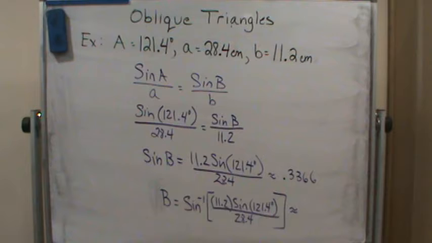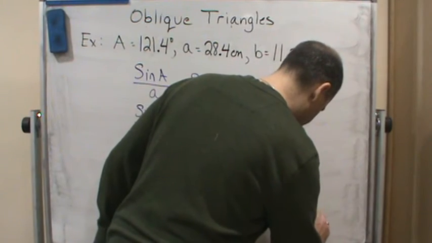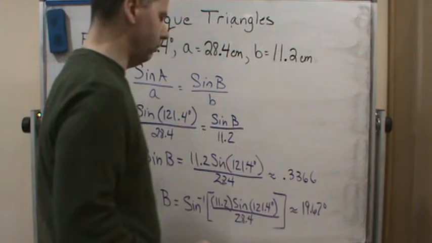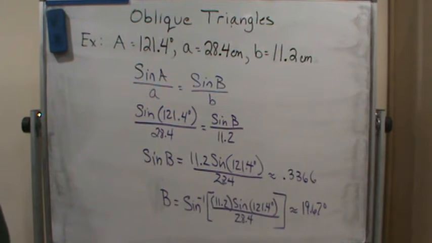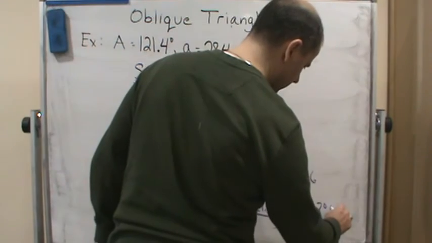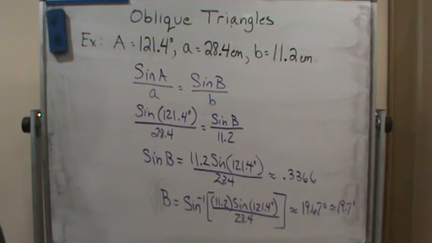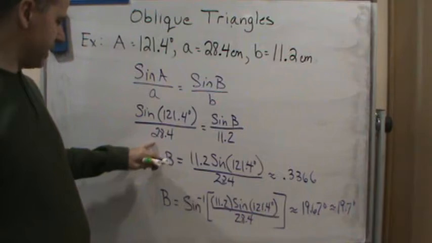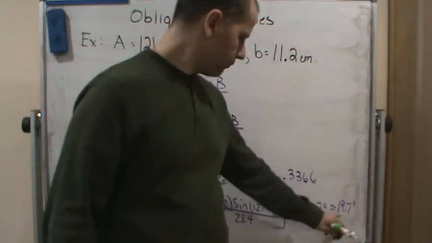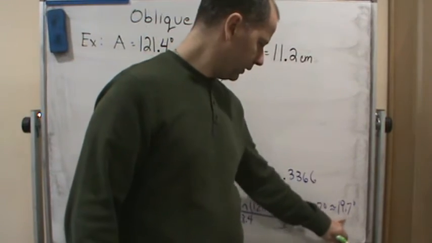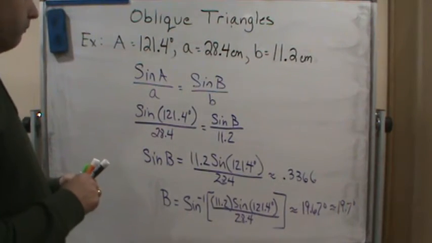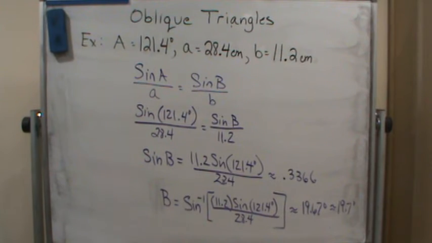And I will get 19.67, so approximately 19.67 degrees. I can also round this to, let's say, 19.7 degrees. Okay? And notice that we've got three significant digits. So I could have done that here, but the book goes to 19.7 degrees. No big deal. Okay? So 19.7 degrees.